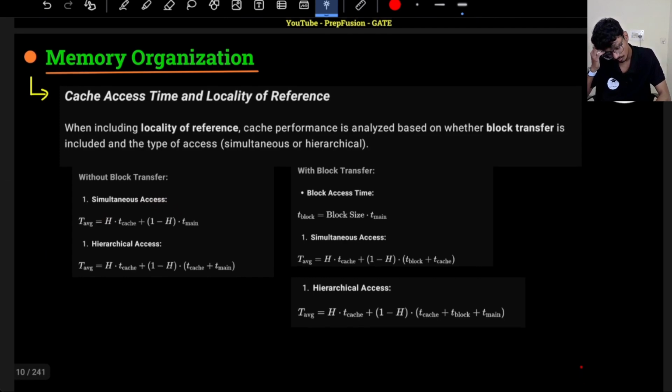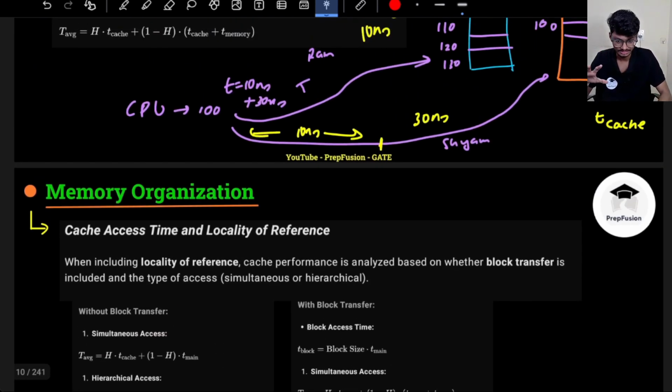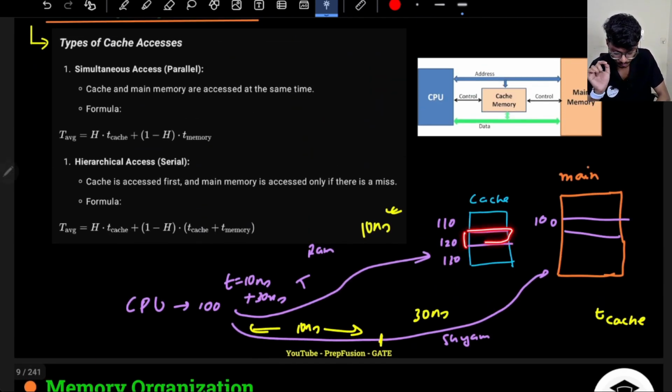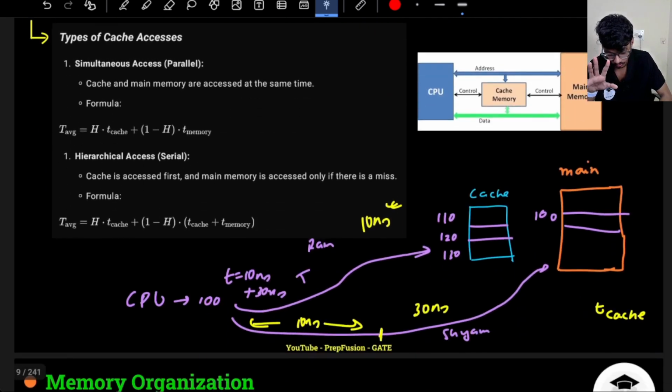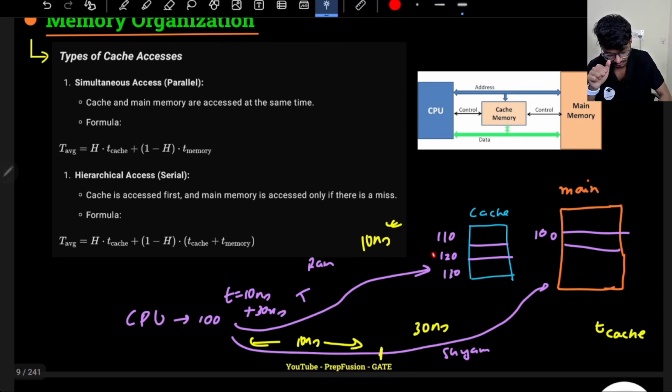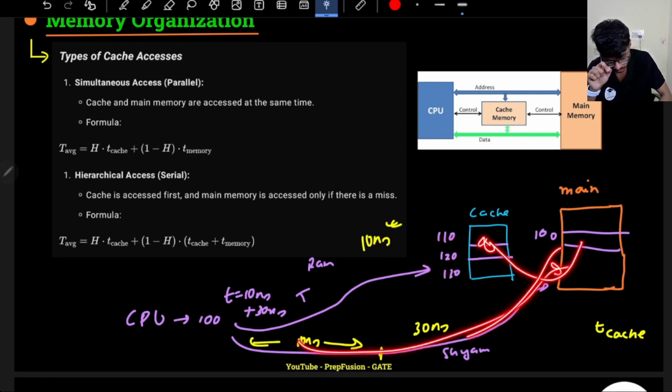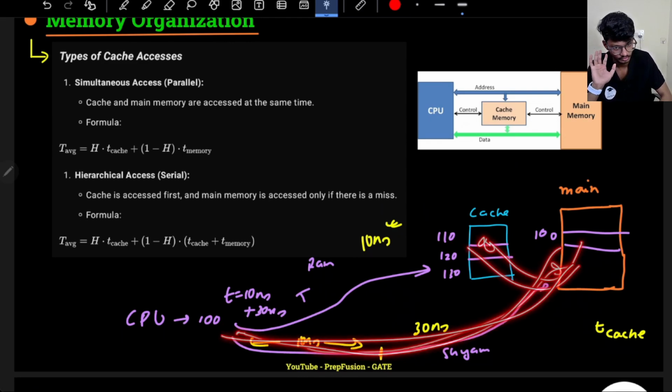Now one more important point is this. I just told you for one particular address, this is the transfer time basically. But of course, when you transfer anything to the cache, generally if it is a miss, I go back to the main memory, and I copy it to the cache memory and also into the CPU.